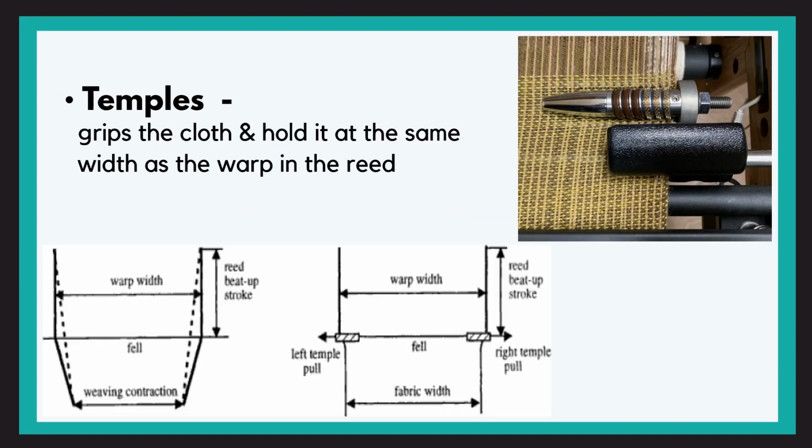The last one is the temples. So temples hold the cloth firmly at the same width as that of the warp, and prevent the fabric from contraction. So this ensures the fabric doesn't undergo weaving contraction, and the width of the fabric is constant and is maintained throughout.